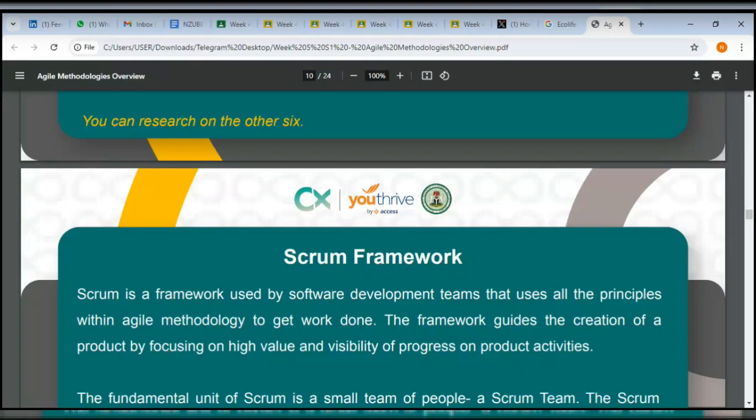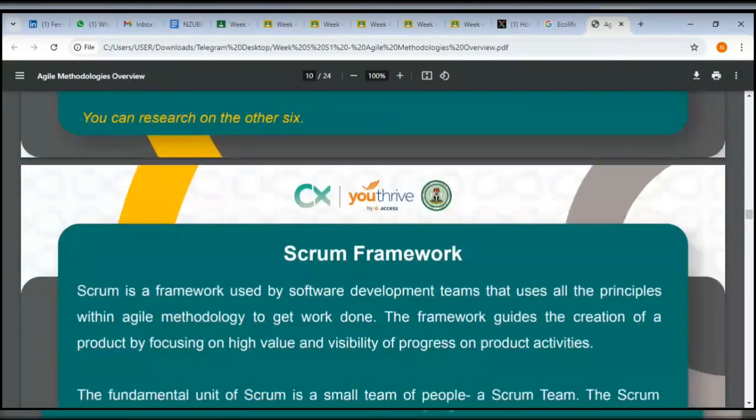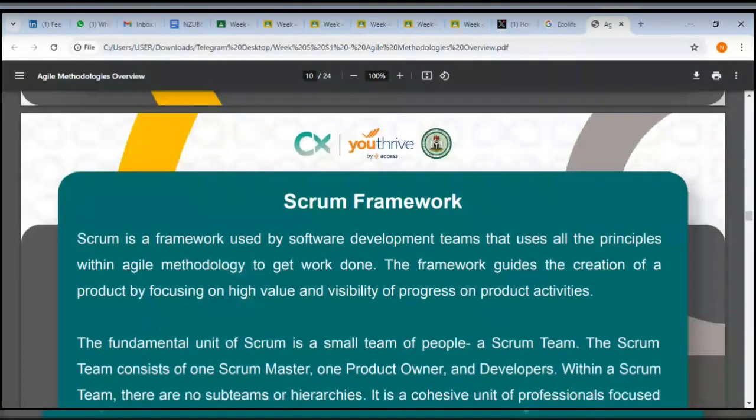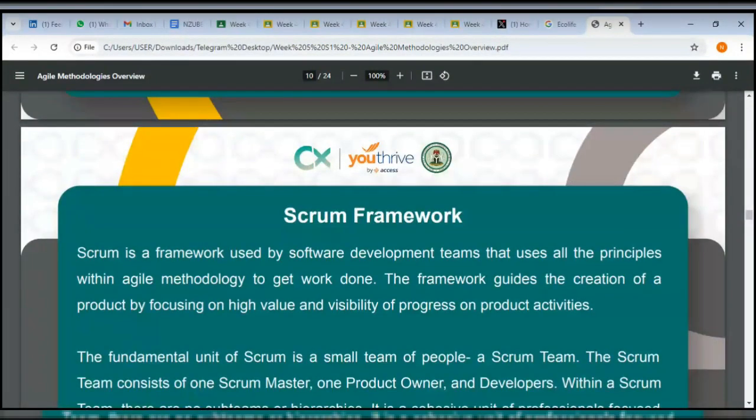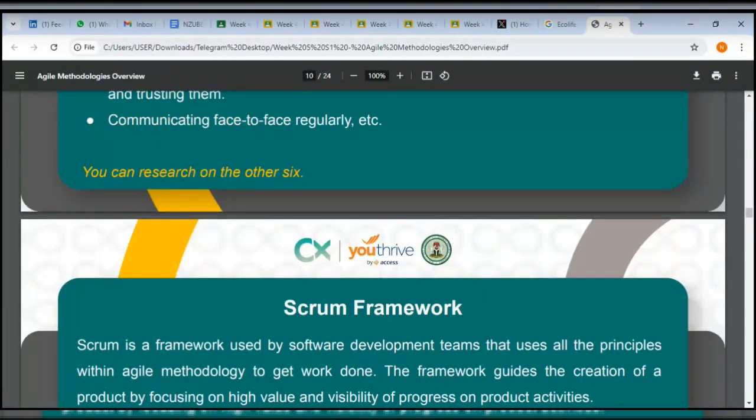So for the other six principles, you can go ahead and research them. We don't have enough time. We still have 14 slides to go through. And feel free to ask questions as you read through them. The reason you're reading them is just to have a clear understanding of the Agile methodology and what it entails, and also the practicality of it.